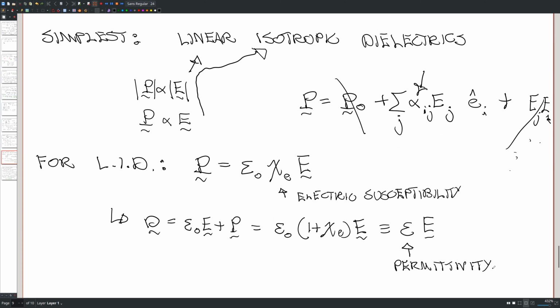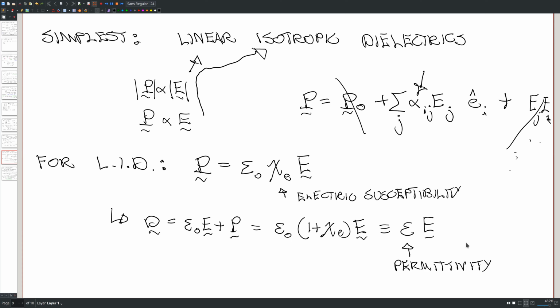Essentially, this is quite simple. This is just some nomenclature. By all means, there's lots of interesting chunks of matter out there that are not linear isotropic dielectrics, but then things become much more complicated. So we're not going to consider them very much. We're going to focus on these things.